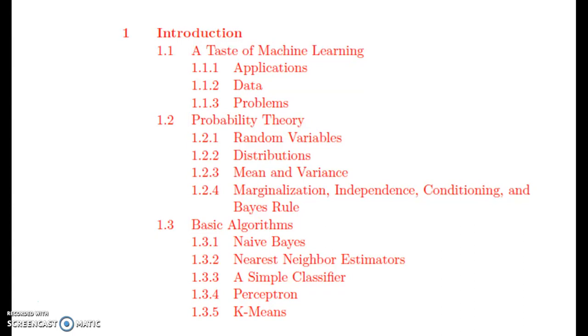Right now, in this session, we are going to discuss the basic algorithms. We will first discuss the naive Bayes rule, and then the nearest neighbor estimators concept, and then a simple classifier, the perceptron, and k-means. Basically, we'll first focus on the naive Bayes rule right now, and see the other things later.